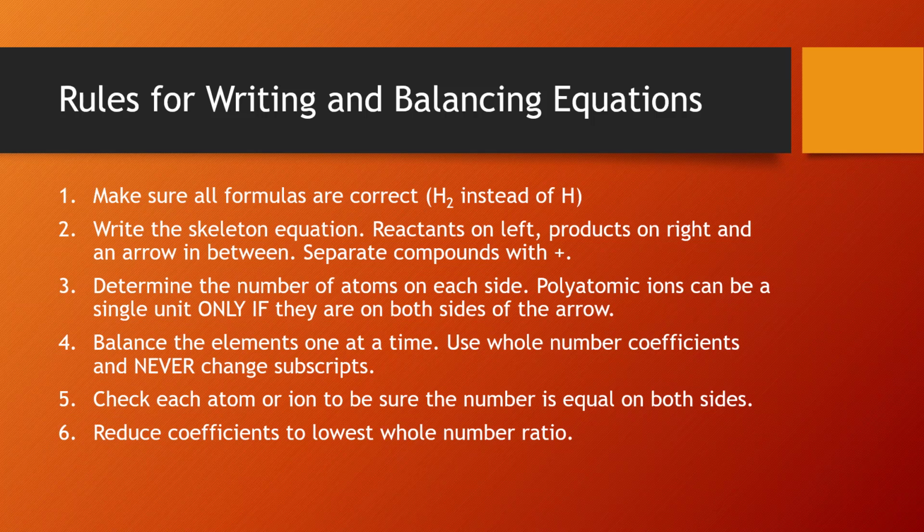Then check each atom or ion to be sure the number is equal on both sides. Yes, you must double check this because often mistakes can be made. And then reduce coefficients to the lowest whole number ratio. If you have 12 of one thing plus 6 of another, could that be 2 and 1 instead?